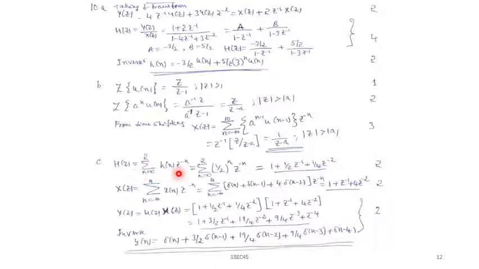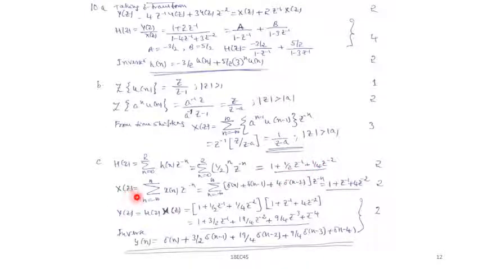And the third question, 10C. You have to apply the convolution property and find out y(n), where h(n) and x(n) are given. So first find out H(z), by taking the Z transform of that. You will get the answer as 1 plus 1 by 2 z inverse plus 1 by 4 z to the power minus 2.